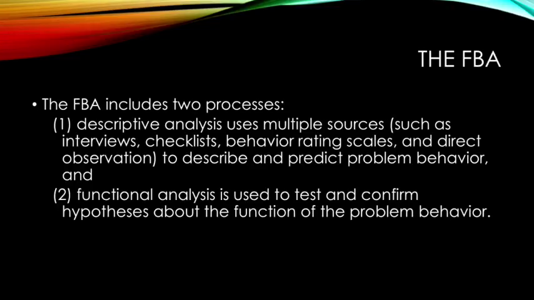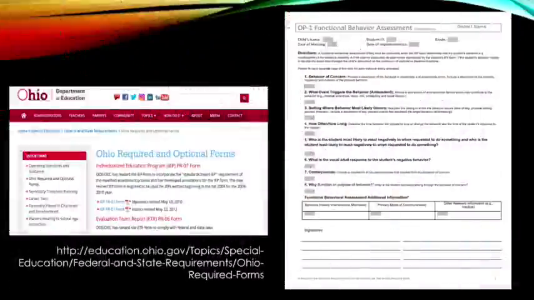All right, so in order to get this done, here's our wonderful form from the state of Ohio. You can get this on edforms.ohio.org. This is a fantastic resource. It has all the needed and optional forms for you if you're conducting special education services in the state of Ohio. So let's see what this functional behavioral assessment includes.